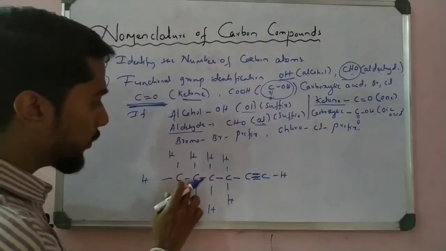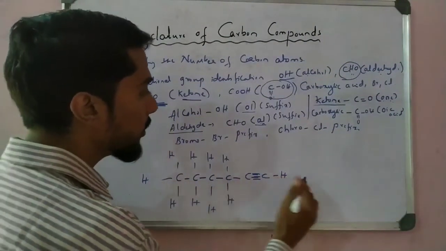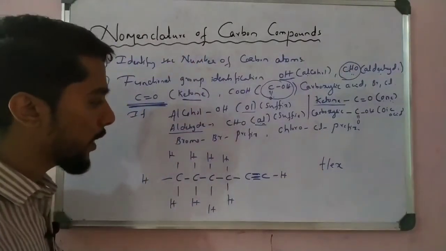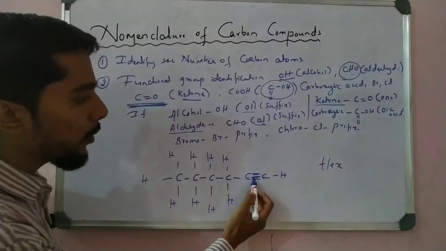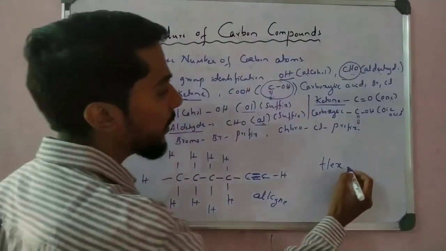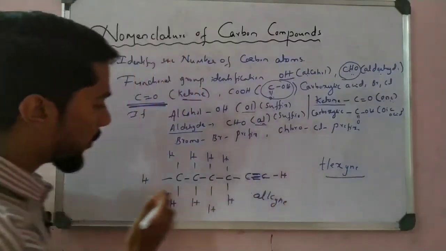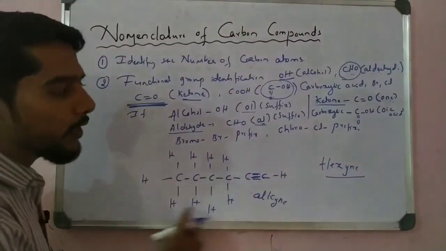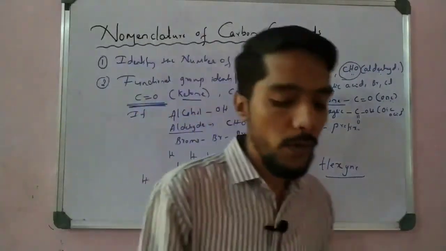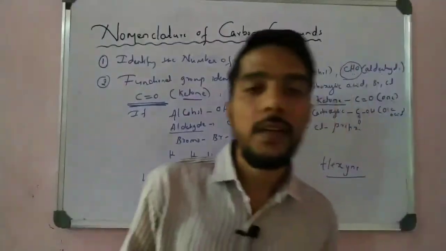See here, 1 2 3 4 5 6. 6 means hex. 6 carbons, hex. Now see here the carbon triple bond. Triple bond means alkyne, YNE. There is no functional group, so hexyne is the name. So student, this is the simple naming of carbon compounds.